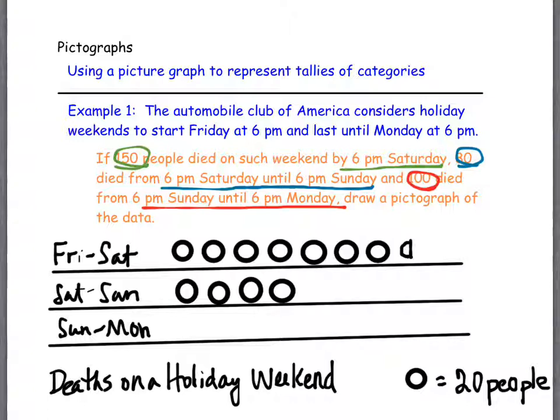And the last one's 100 people, so how many would that be? That's 5. Again, lining them up as best as we can to make them reasonably accurate. Okay, so this is a pictograph of this data: people who died on the holiday weekend. At least avoid the roads from Friday to Saturday, right?